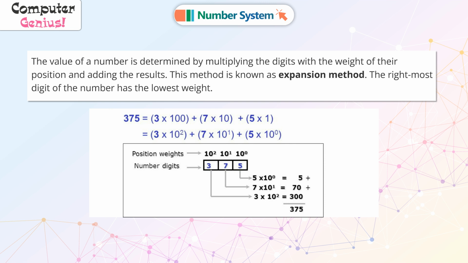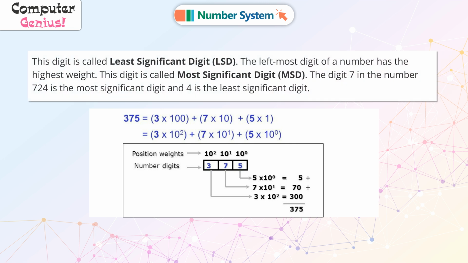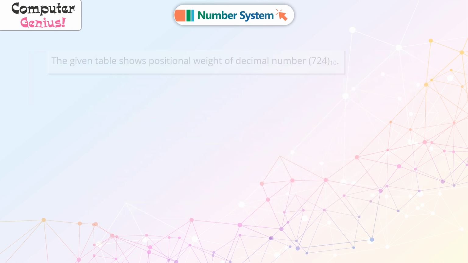The rightmost digit of the number has the lowest weight. This digit is called least significant digit, LSD. The leftmost digit of a number has the highest weight. This digit is called most significant digit, MSD. The digit 7 in the number 724 is the most significant digit and 4 is the least significant digit.